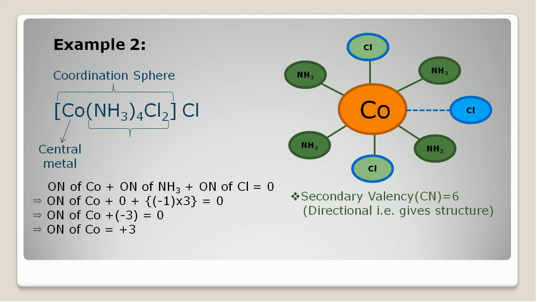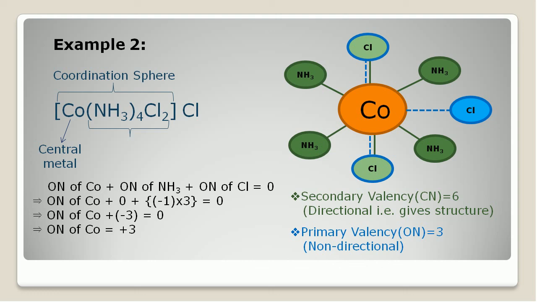This chlorine satisfies only the primary valency and hence is written outside the coordination sphere. The other 2 chlorine atoms have both dotted lines and solid lines. It means that these 2 chlorine atoms satisfy primary as well as secondary valency and are written inside the coordination sphere. In all, the primary valency here is 3.